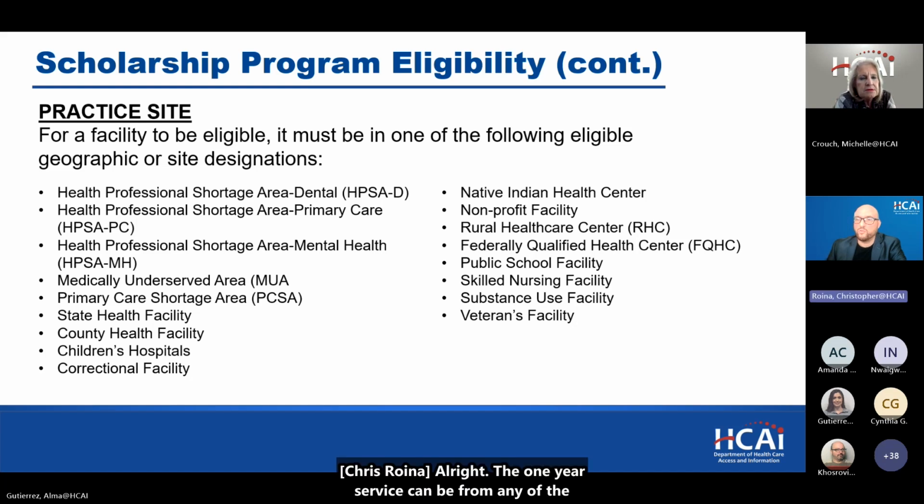The one-year service can be from any of the eligible geographic and site destinations listed on the grant guide page 4? And I heard the service can be both paid and volunteer as long as we meet all the requirements within the year of service. Is that correct?